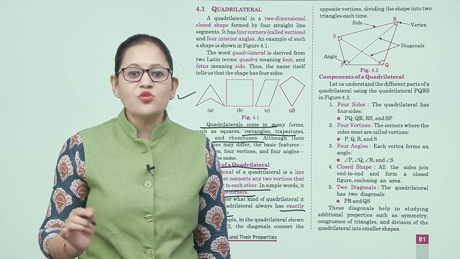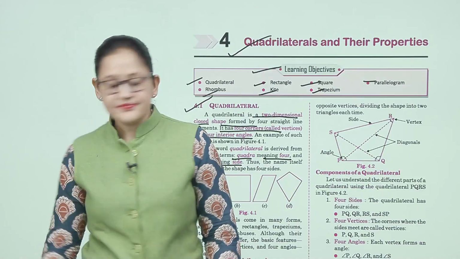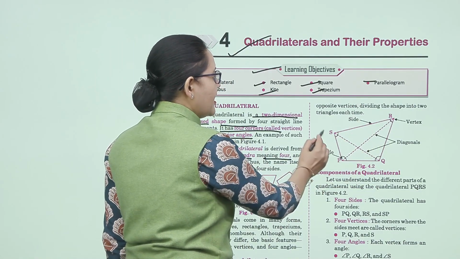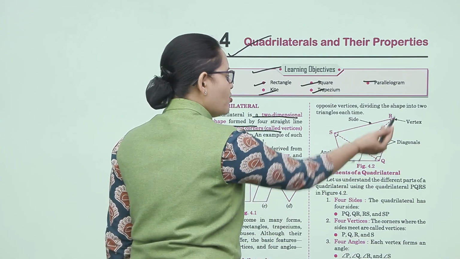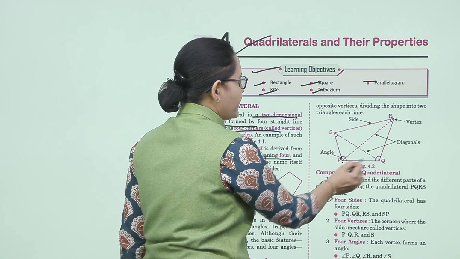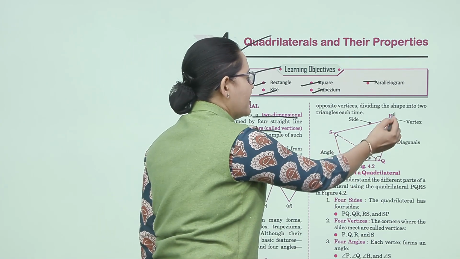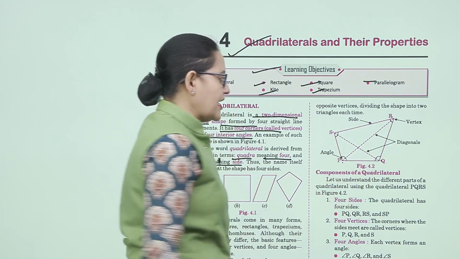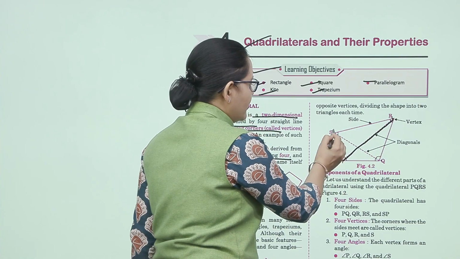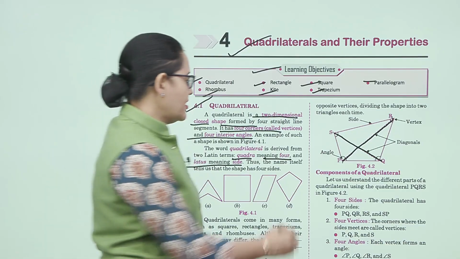For example, in the quadrilateral shown in figure 4.2, here you can see this is a quadrilateral PQRS and these are the vertices. These are the sides SR, RQ, PQ and SP. These are the angles, and the line joining the opposite vertices is known as the diagonal.